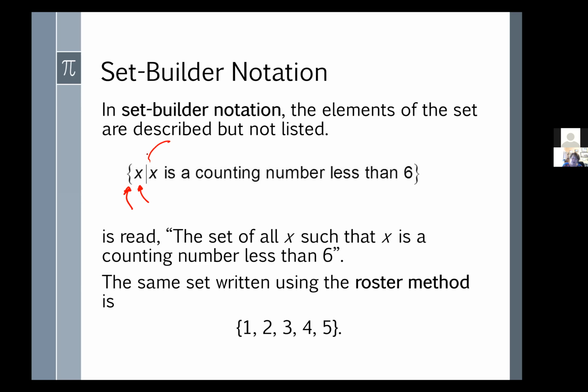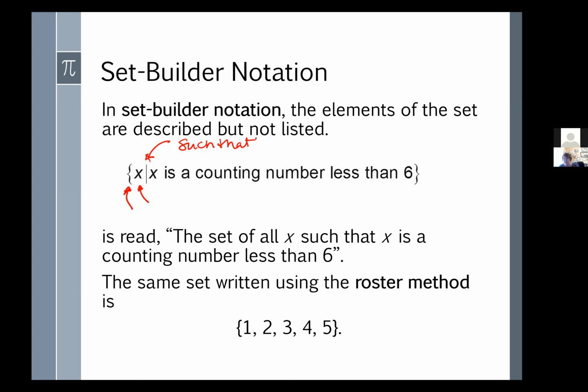And this bar is read as "such that." So this is the set of X such that X is a counting number less than 6. So what are our counting numbers again? Our counting numbers are 1, 2, 3, 4, 5, 6, 7, 8, 9, 10, 11, 12, etc. So what are our counting numbers that are less than 6? Well, you've got 5 counting numbers that are less than 6: 1, 2, 3, 4, and 5.